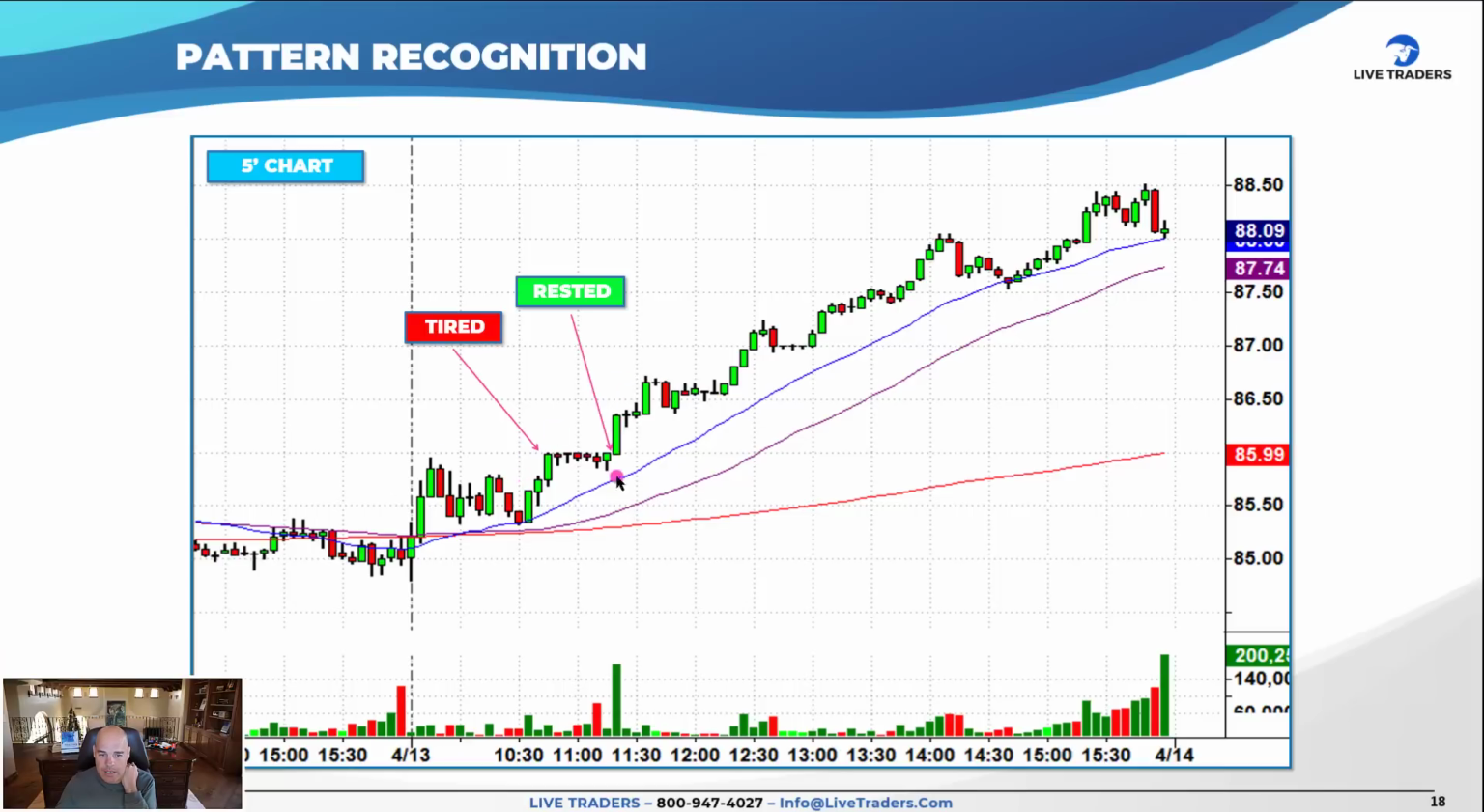You're going to get in at 86. Your stop's going to be down at like 85.80. Rip. I mean rip. $2.50. Look at the volume spike. Look at the interest. Look at the commitment.